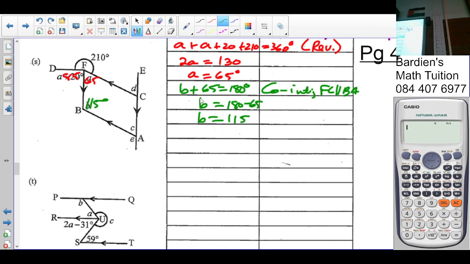How do you calculate C? Co-interior angles again. So 115 plus angle C is equal to 180. Why? Co-interior angles there, with FB being parallel to AC. So it works out to be 180 minus 115, which gives me an answer of 65.